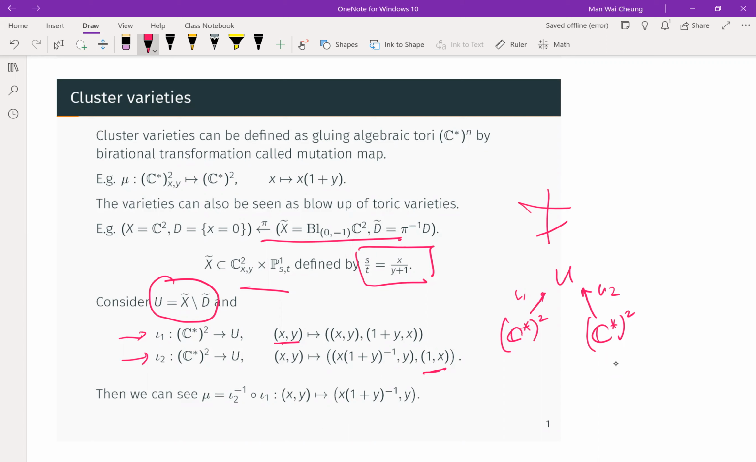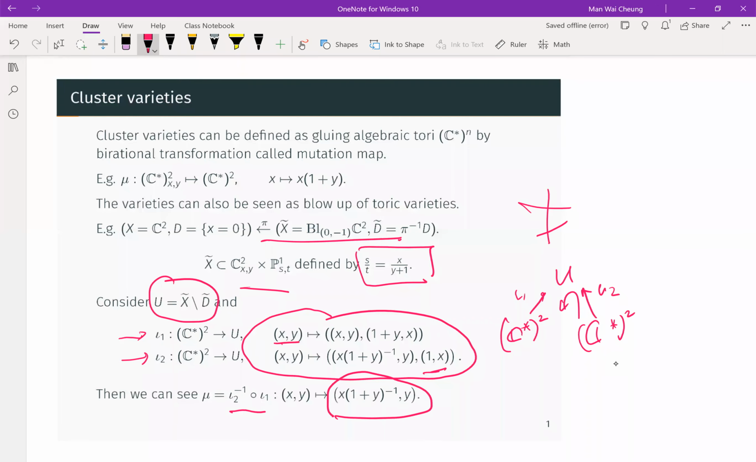So you can see here, if we look around, we do this: iota 2 squared inverse iota 1. And then if we go back and do all the calculation of how to invert iota 2 and iota 1, we obtain this map. And you can see this one is exactly what we advertised as this bidirectional map. So if this is your first time seeing the definition of cluster variety, this bidirectional map we have actually comes from something very natural.